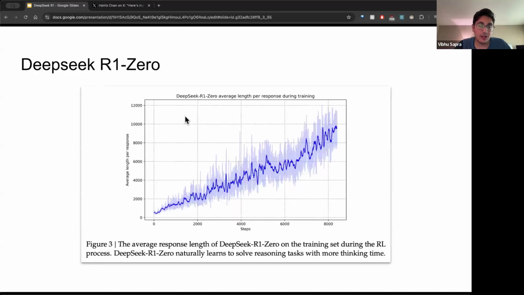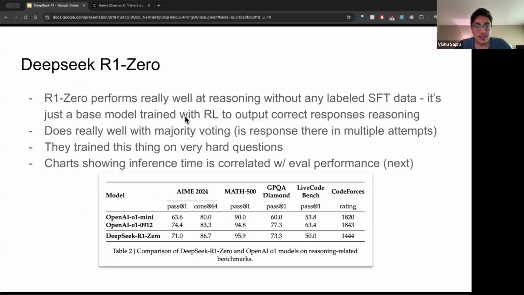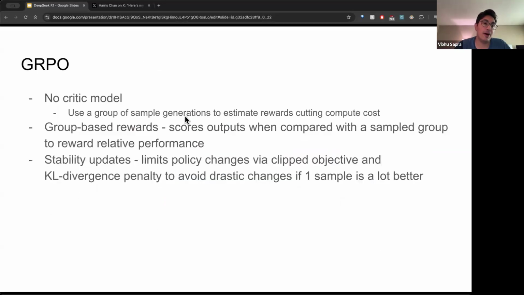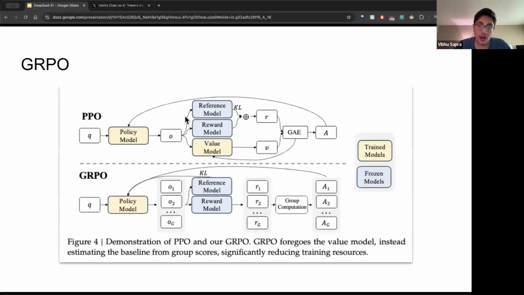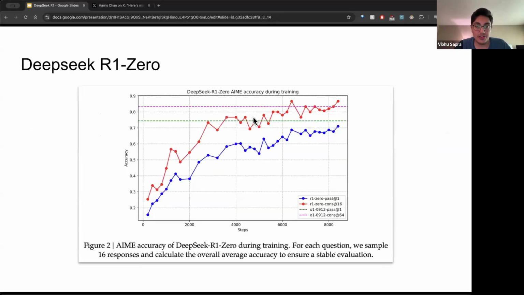But I'll take a little pause here. I know a lot of people pre-read the paper too. Is there anything we want to dive deeper into in R1-Zero? We could talk about the RL policy itself, the model, how it performs, any of these charts.